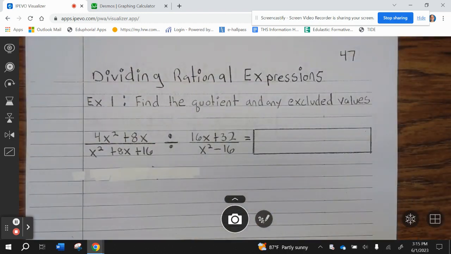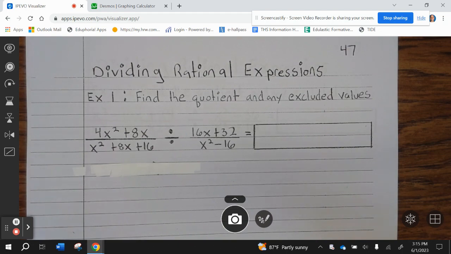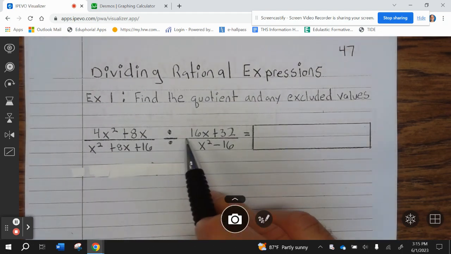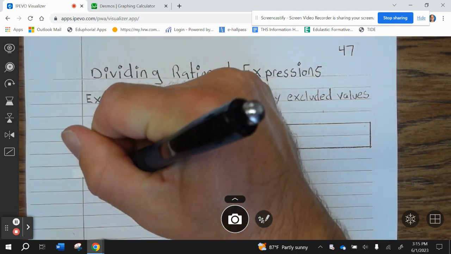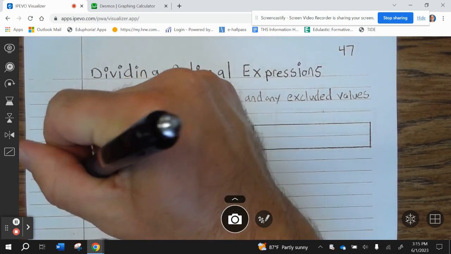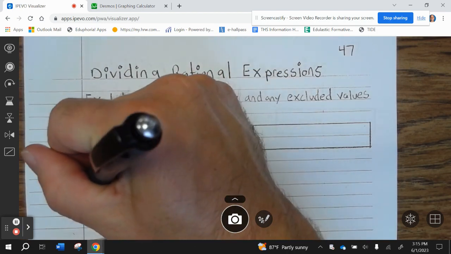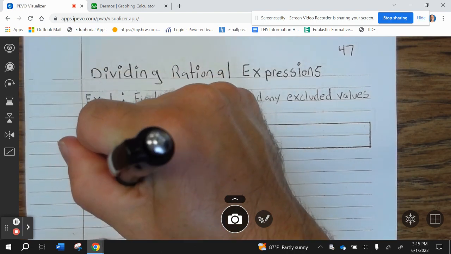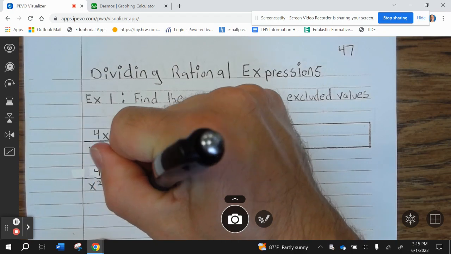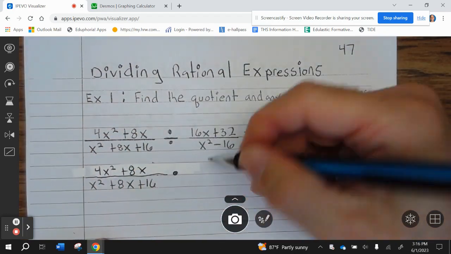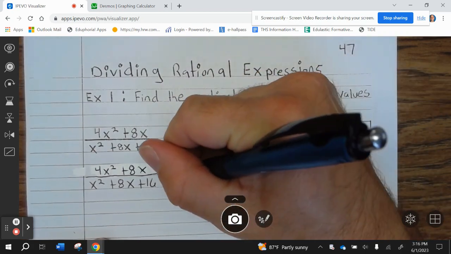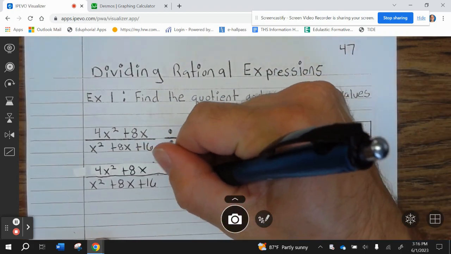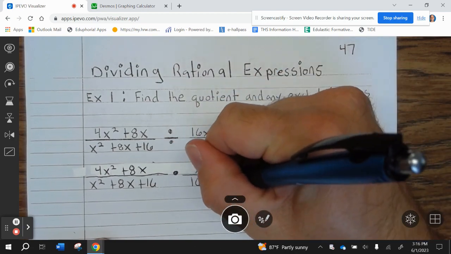All right, example 1, find the quotient and excluded values, okay? So first off, when you divide by a fraction, you flip and multiply. So we're going to rewrite this as 4x squared plus 8x divided by x squared plus 8x plus 16, times, we flip and multiply, so times x squared minus 16 divided by 16x plus 32.